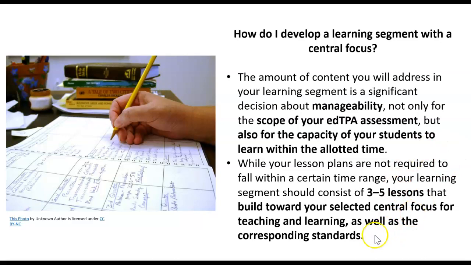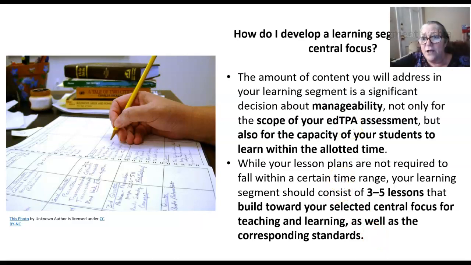So this learning segment has to go from beginning to end, and you're not just taking a slice out. So there's got to be a logical beginning of the segment, a logical ending. So you want to build on your central focus and the corresponding standards. You want to make sure it's manageable in that length of time.